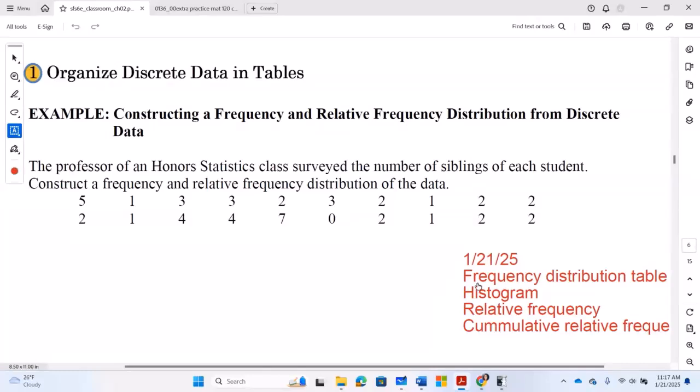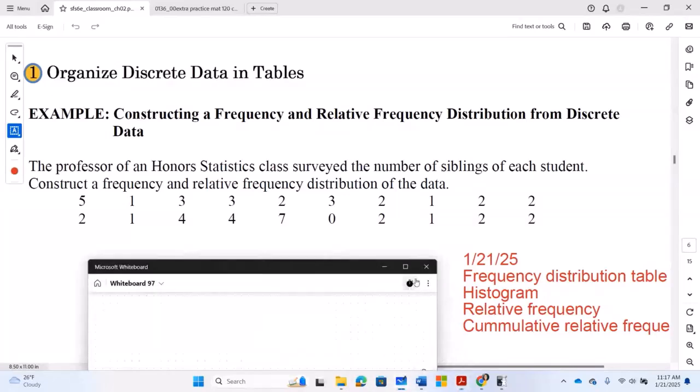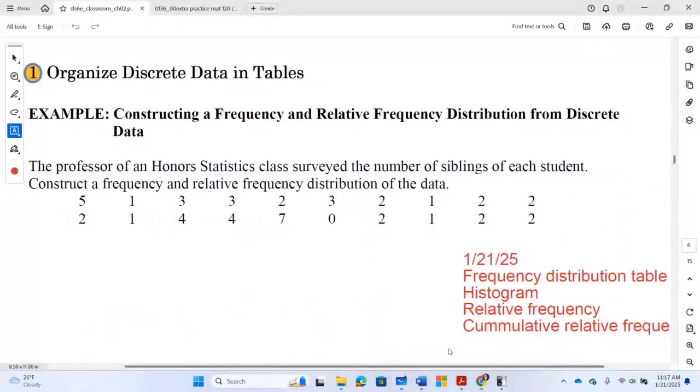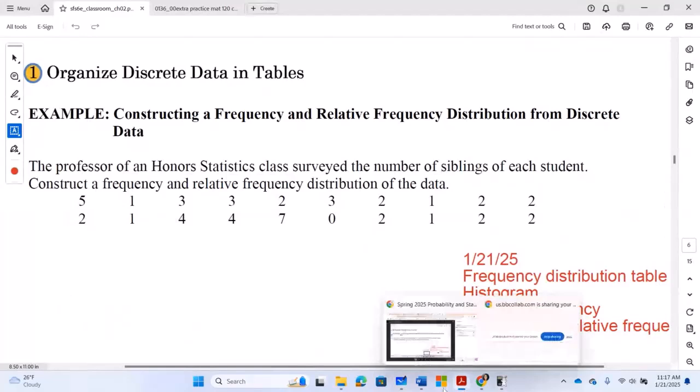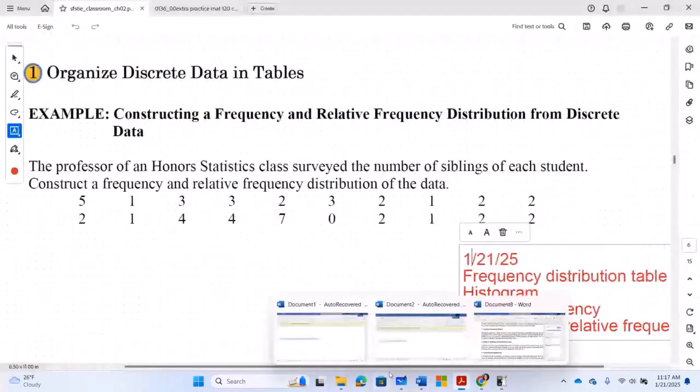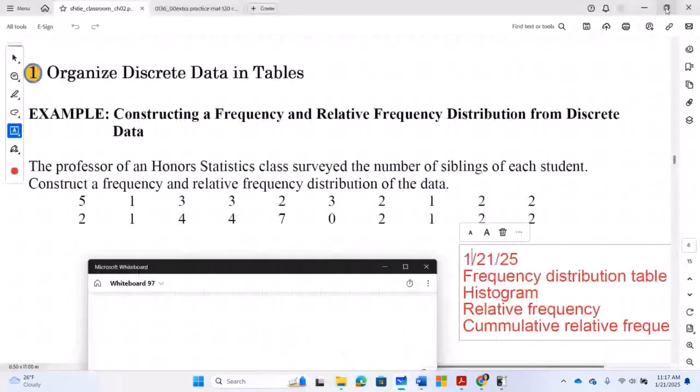We will also draw a histogram of the data. Okay, so we can start. I am going to get my whiteboard that way. I have both of them, and I'm going to minimize one of them. So I'm going to minimize my whiteboard, so I can see the other one.